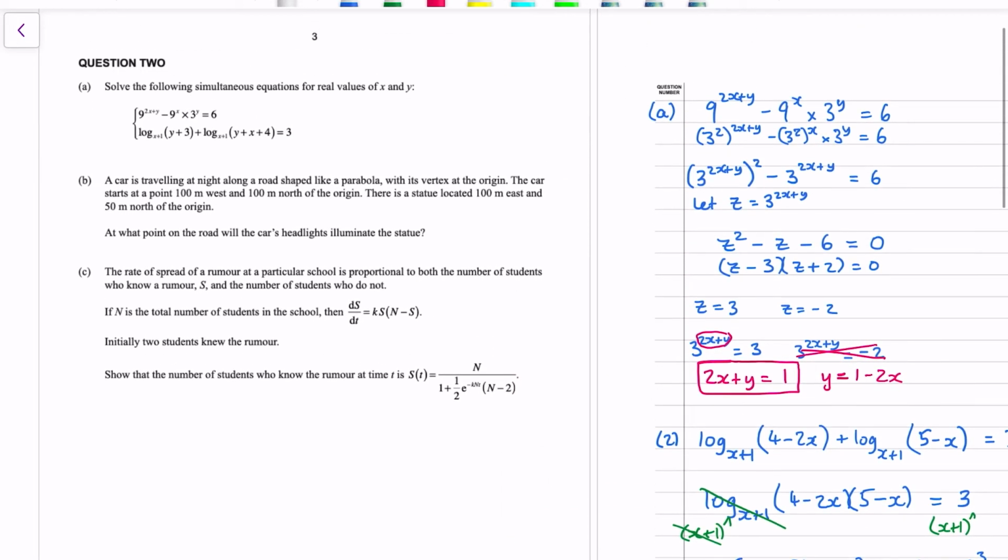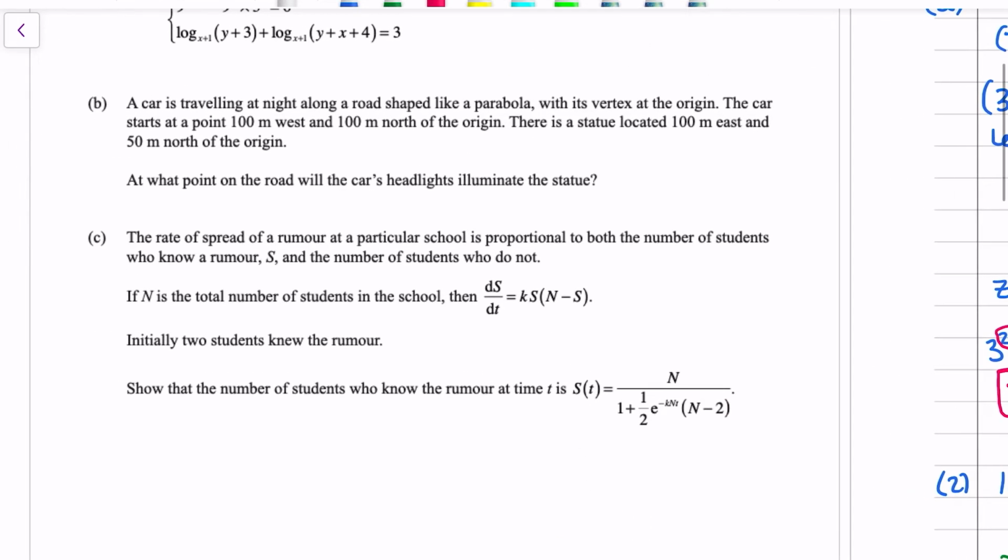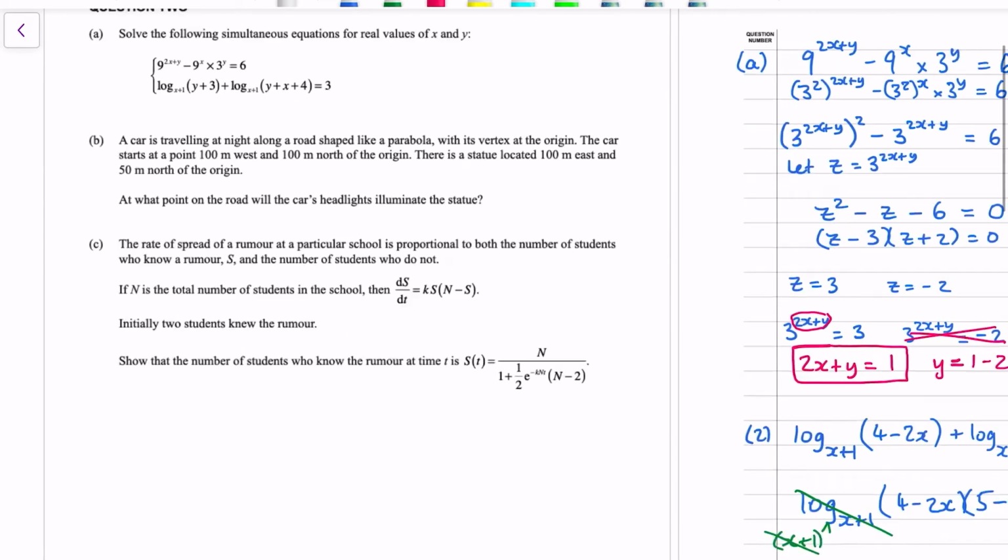Okay, part B. The car is travelling at night along a road shaped like a parabola, with its vertex at the origin. The car starts at the point 100 metres west and 100 metres north.